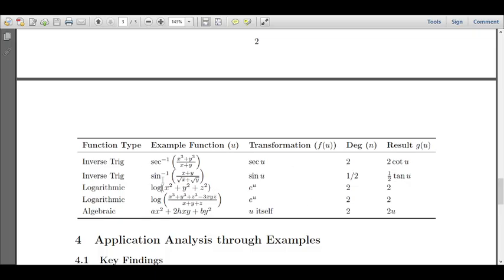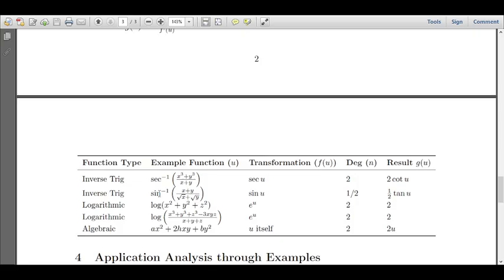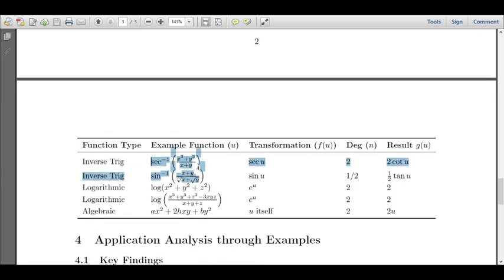If you observe, these are composite functions. I am talking about the first one, second one, third one, and fourth one. These are composite functions, that means function of a function. Secant inverse is the outer function and the inner function is the algebraic function. Similarly here sine inverse is outer, the inner one is some algebraic function. Similarly the third one and fourth one also.